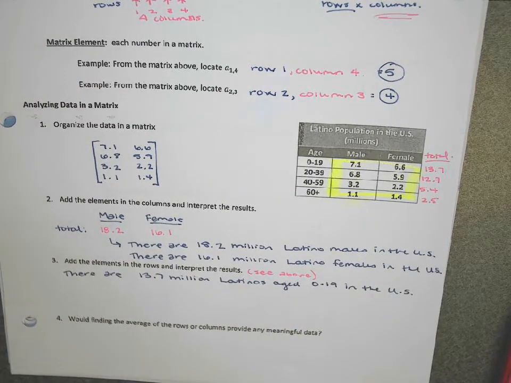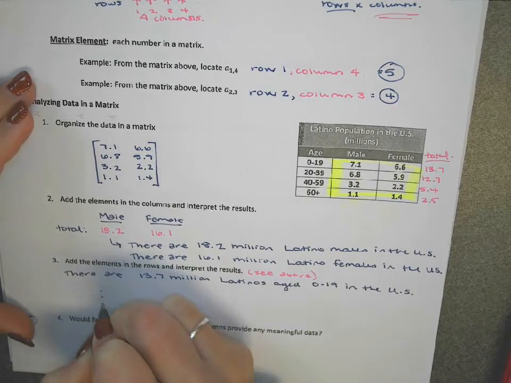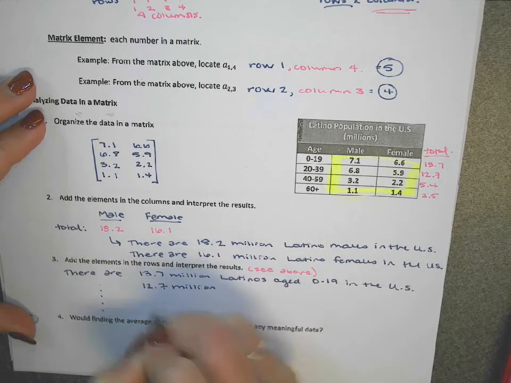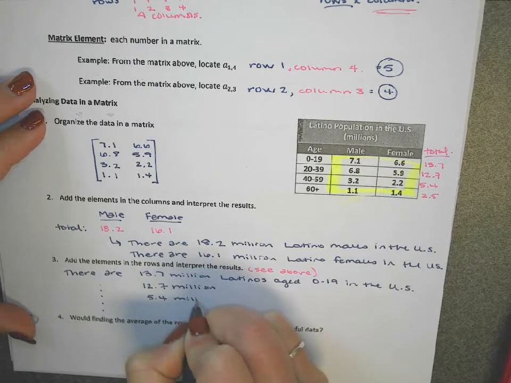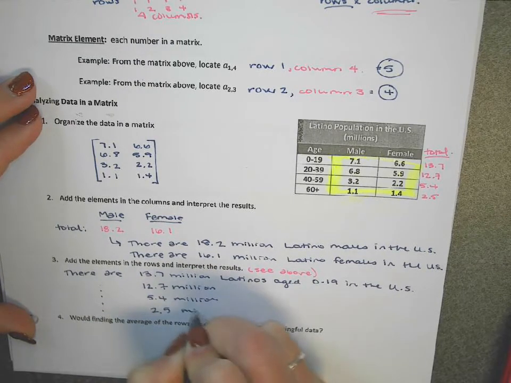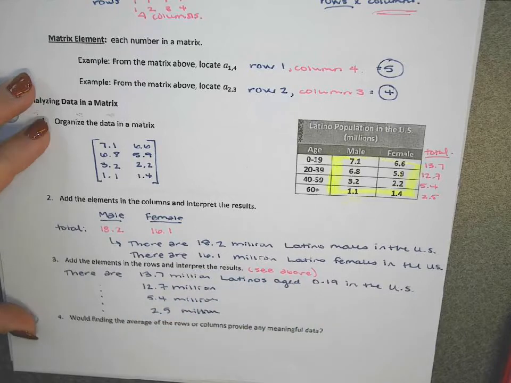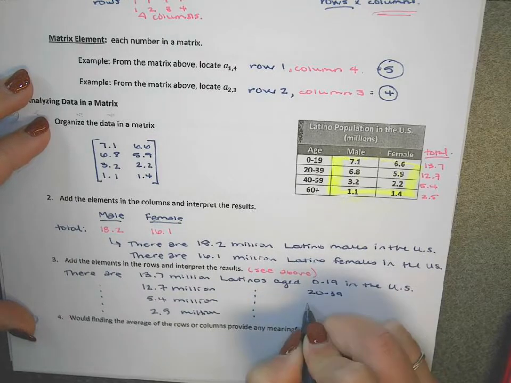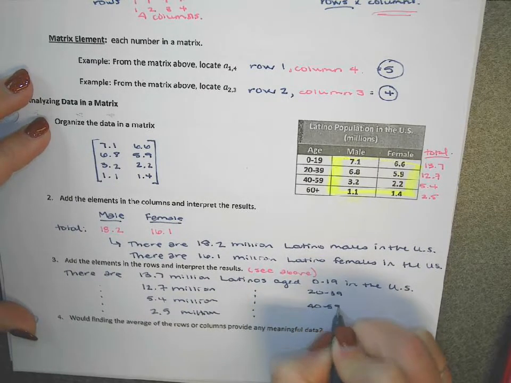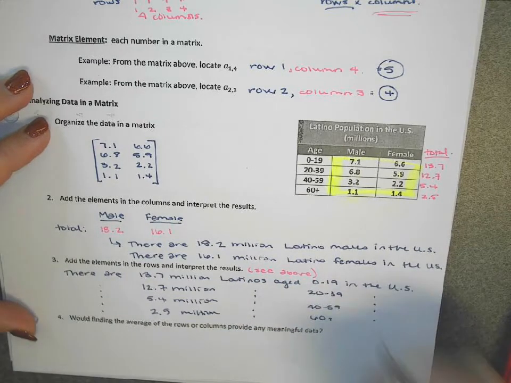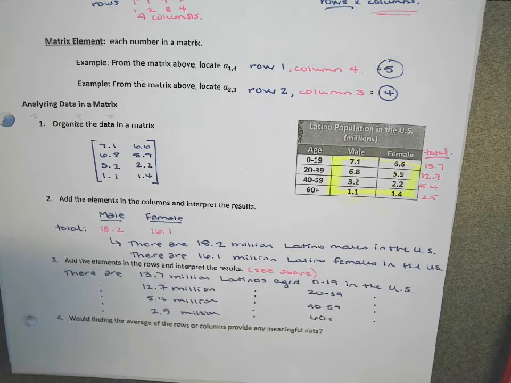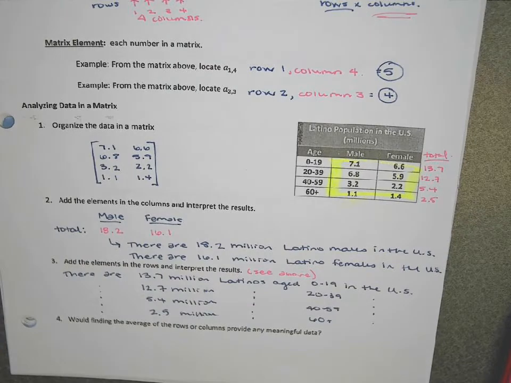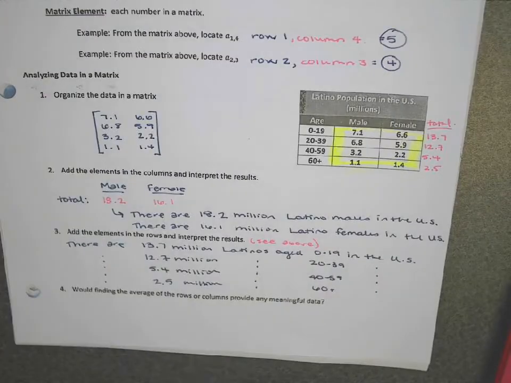And then we're going to have 4 sentences very similar to that. So I'm just going to go like this. 12.7 million, 5.4 million, 2.5 million Latinos age. The next group would have been 20 to 39. This one would have been 40 to 59, and this one would have been 60 plus. So as long as you have one sentence, I know that you are understanding. You can just tell me what the next ones you would fill in. I don't need you to write 4 complete sentences. If you want to, sure, that's fine.